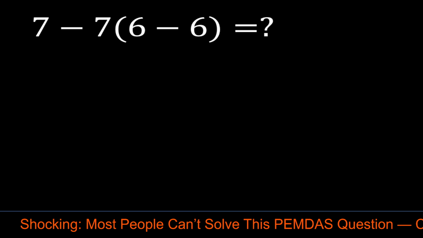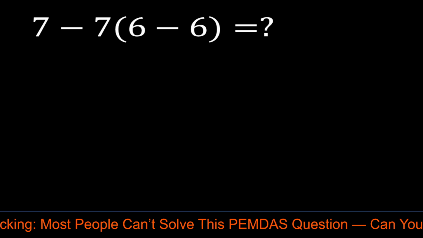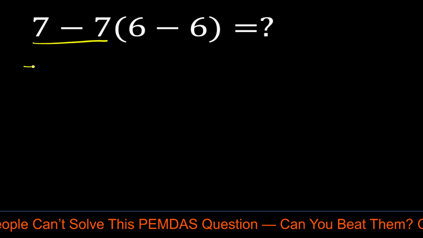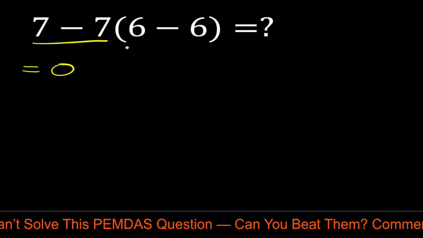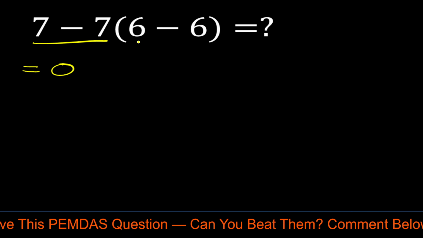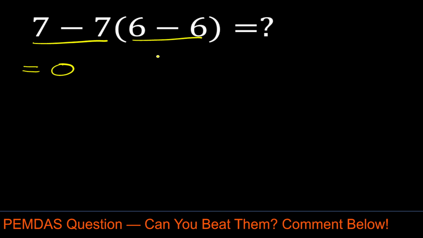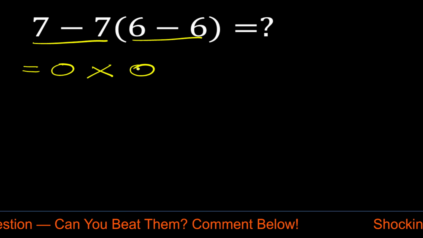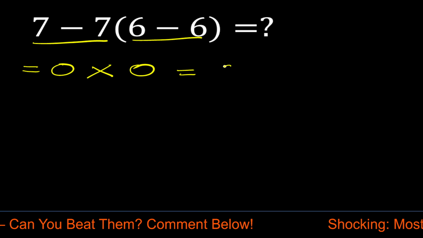So most people solve this question like 7 minus 7. So 7 minus 7 is equal to 0, right? Then again 6 minus 6. So now 6 minus 6 is also equal to 0. Now 0 times 0. So 0 times 0 is equal to 0, right?